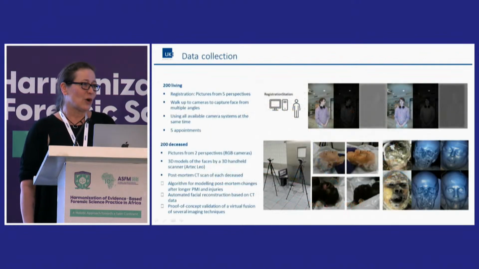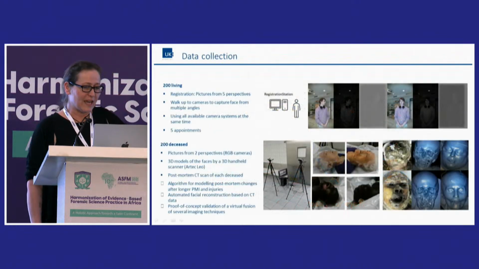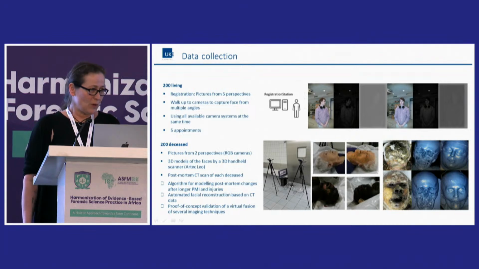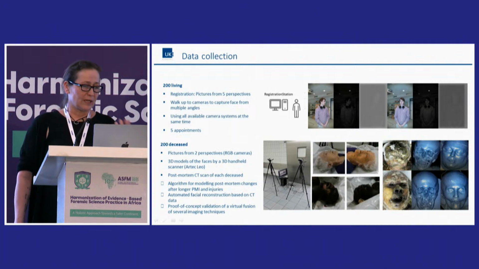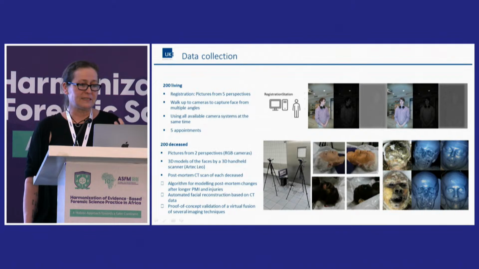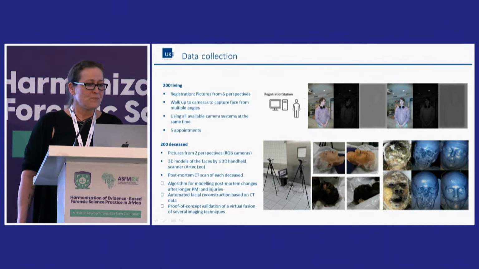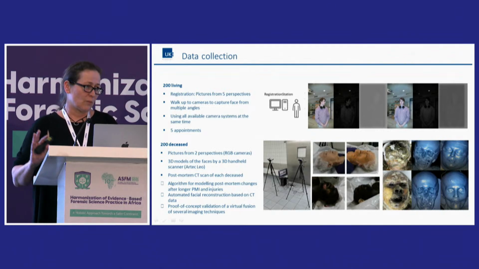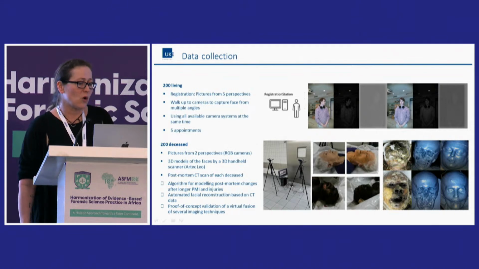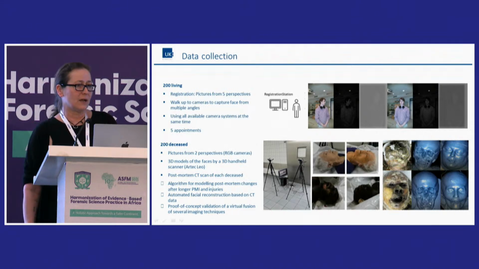Okay. So this shows you lots of text and lots of pictures, but what we want to do is get some images from at least 200 living subjects or persons, and also from 200 deceased persons. And we want to take pictures from all kinds of different perspectives, and we want to use all available camera systems to make this collection a little bit bigger. Invite them several times, and so on.